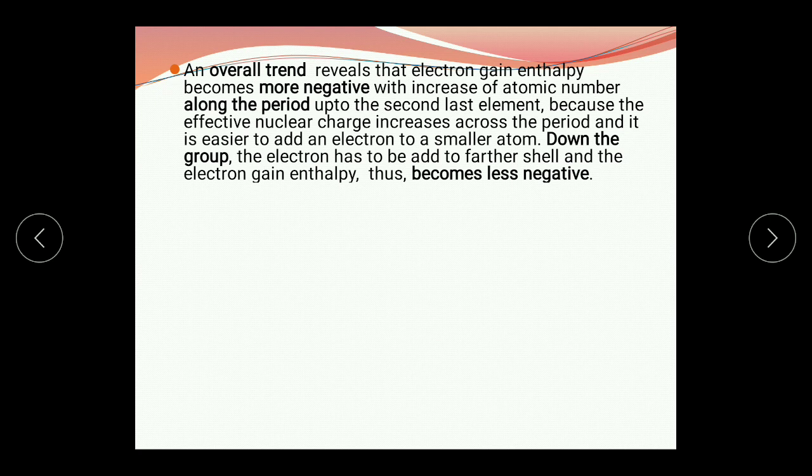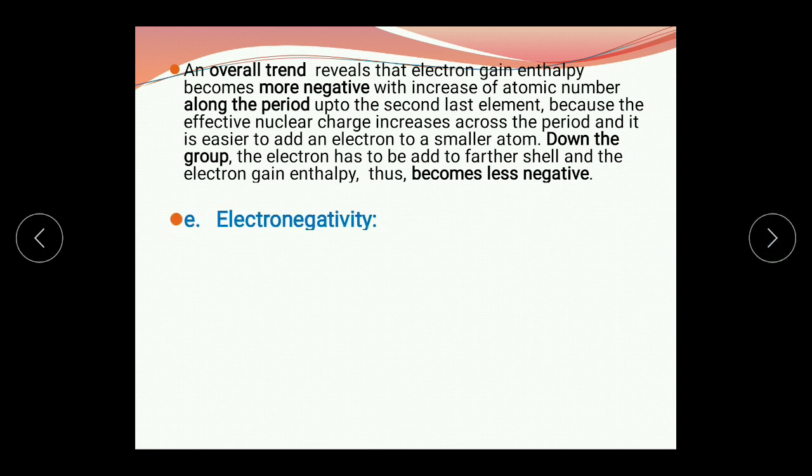Hence, the electron gain enthalpy becomes lesser and lesser negative, because when an electron is added, energy is released, and that becomes lesser and lesser. So, as we move down the group, the electron gain enthalpy value becomes less negative. Understood? So, this is all about electron gain enthalpy.